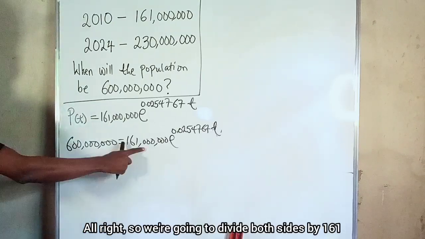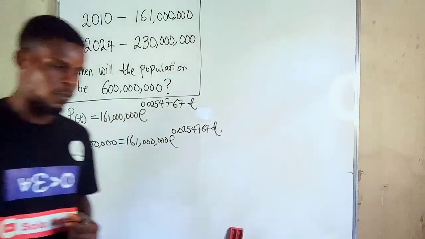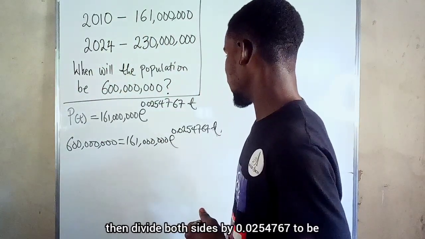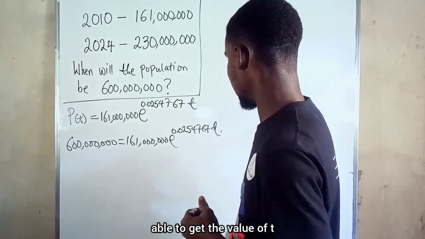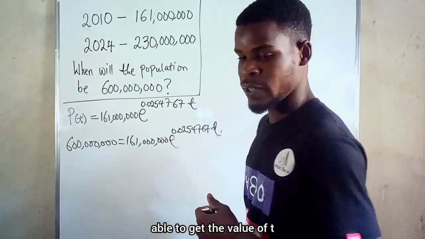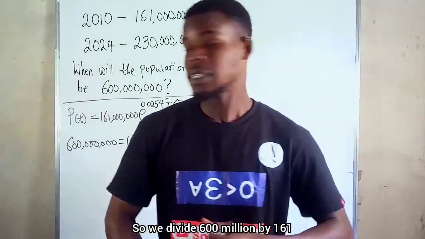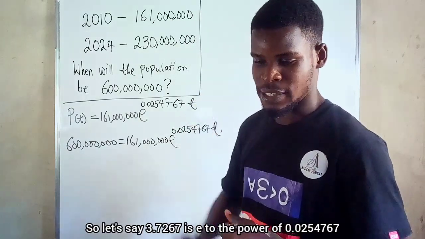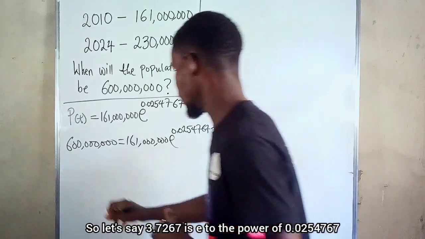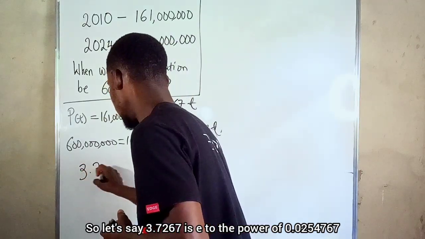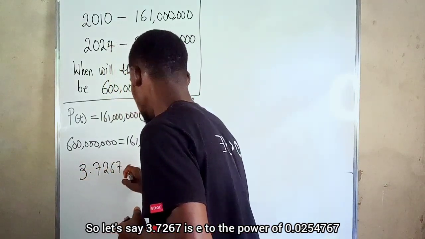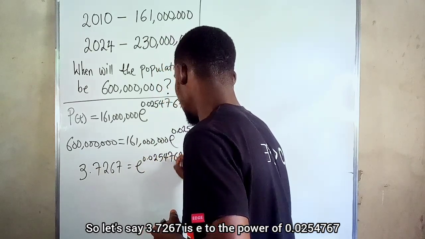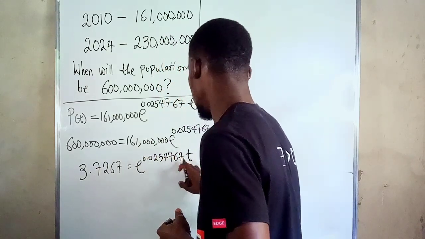We're going to divide both sides by 161 million, then take the natural logarithm of both sides, then divide both sides by 0.0254767 to get the value of t. So we divide 600 million by 161 million. We're going to get about 3.7267. So 3.7267 is e to the power of 0.0254767t. That's nice.